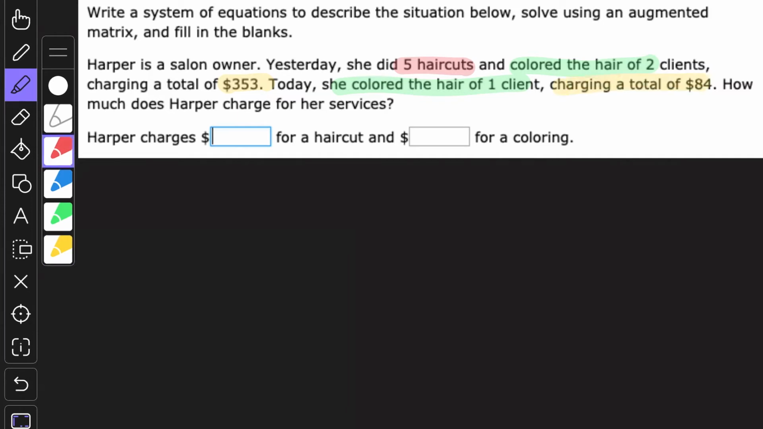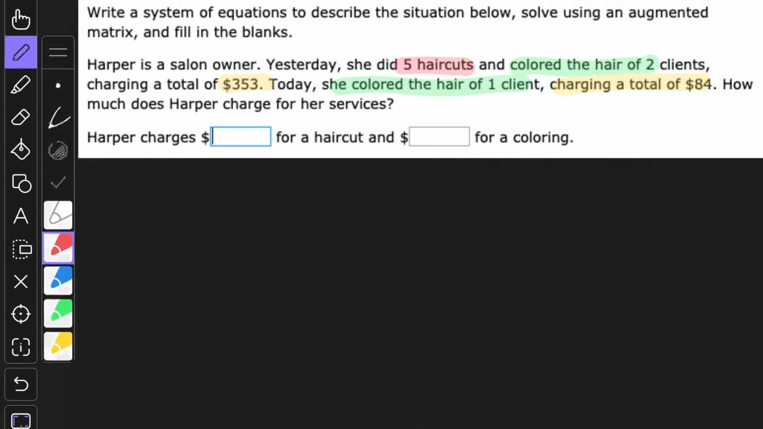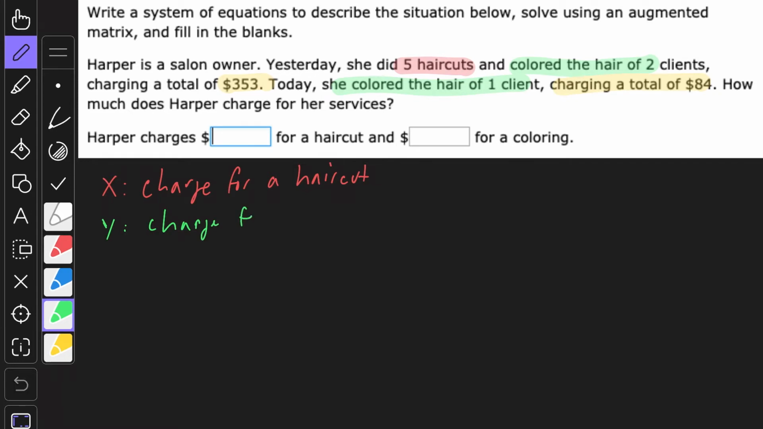The other thing we need to think about is defining our variables. We talked about that. If I want to say what x is, I'll just go off the first thing. X is what don't I know? It's not the number of haircuts I don't know. It's how much she charges. So x is the charge for a haircut. And y would be, again, not the number of hair dyes, but the charge for the hair dye. So just pay attention to what you're looking for. I spelled dye wrong, I'm sure. It's probably this.